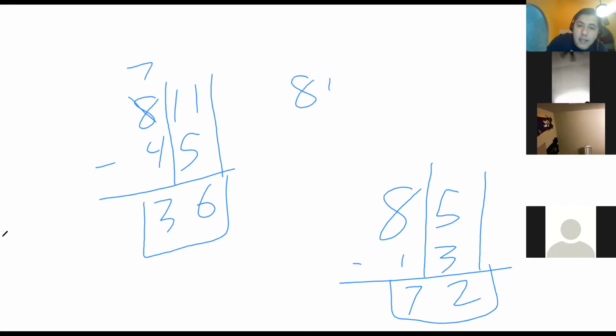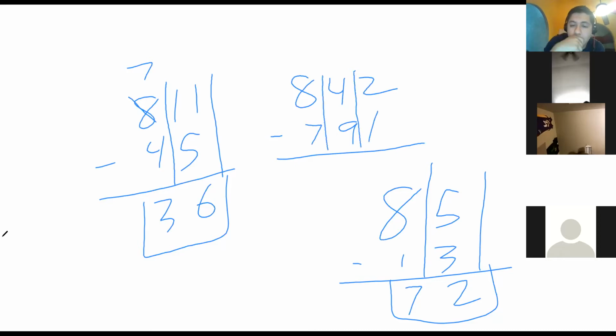Last thing, 842 minus 791. Let's split this up. So 2 minus 1 gives us 1. And 4 minus 9, we're going to have to borrow from the 8. That becomes 14. This is 5. And then 7 minus 7 is 0. So the difference is 51.